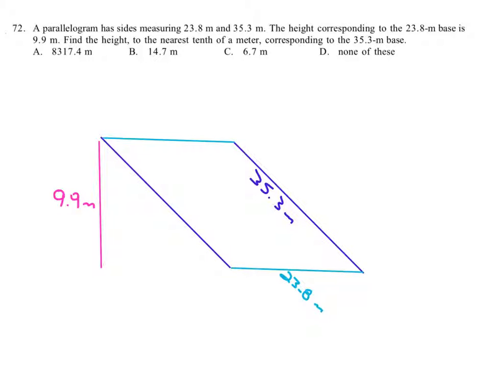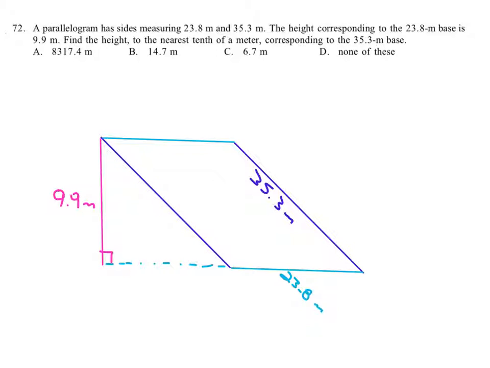Okay, because we've got it sitting on this base, and so this is the height. And remember, if I put this as a dotted line to say we could extend that out just so that you can see where that side would go to, then we end up forming a 90-degree angle with it. So that height is that. Now find the height to the nearest tenth of a meter corresponding to the 35.3 meter base.